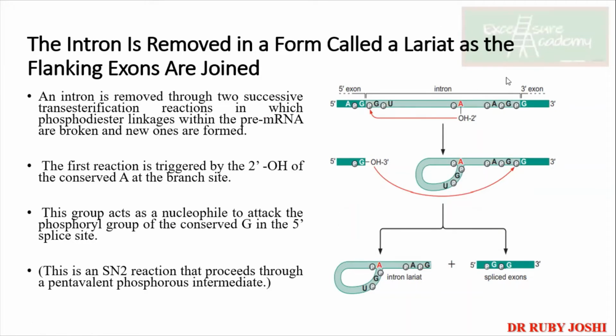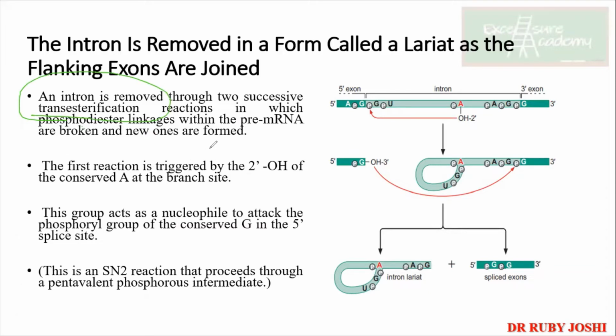So look at over here. Now look at this figure. Okay. So you can see it over here. So first, the 2'-OH of A is present. Okay. So the intron is removed through 2 successive transesterification reactions in which the phosphodiester linkages within the mRNA are broken and new ones are formed. Okay. And the process is known as transesterification.